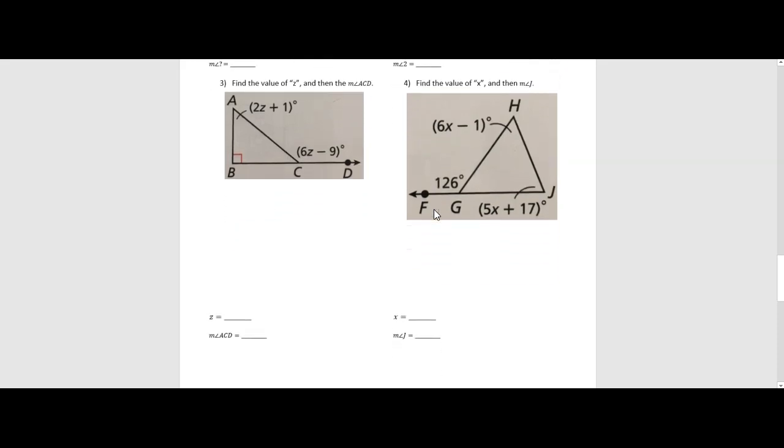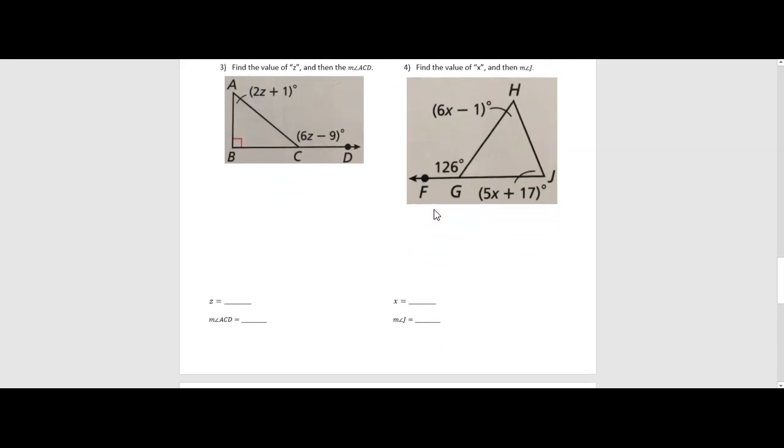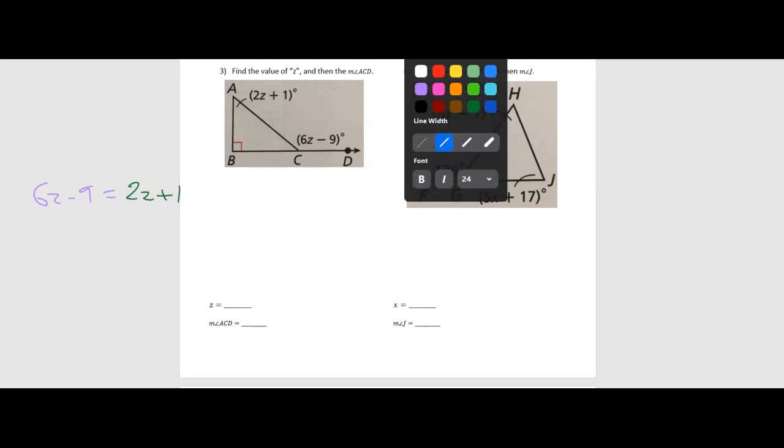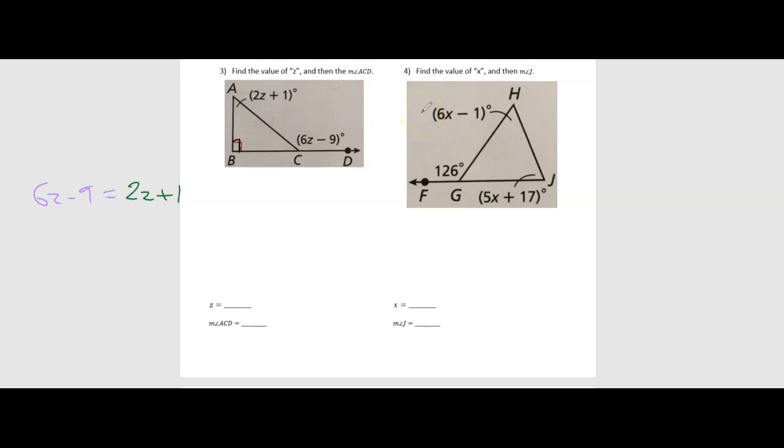Let's do number 3. So now we're going to do a diagram problem that involves the exterior angle theorem. We're trying to solve for Z and then find the measurement of angle ACD. So let's think about what that theorem says. It says the exterior angle, which is 6Z minus 9, is equal to the sum of the two interior angles. Well, one of those is 2Z plus 1, and the other one is 90 degrees.